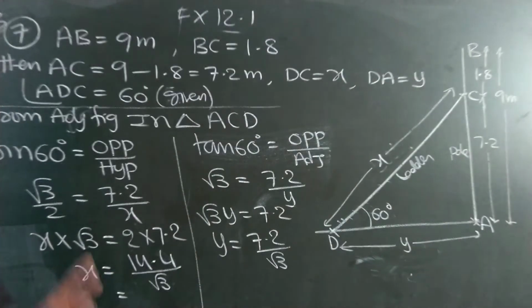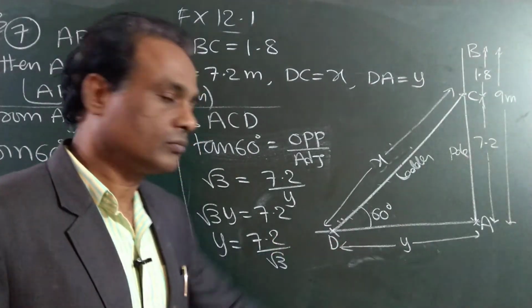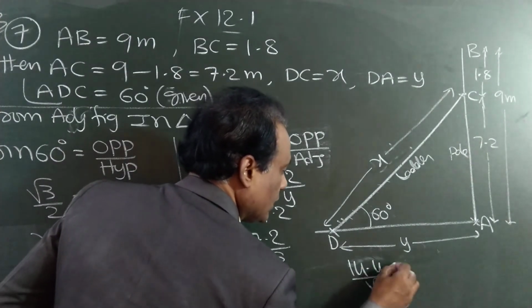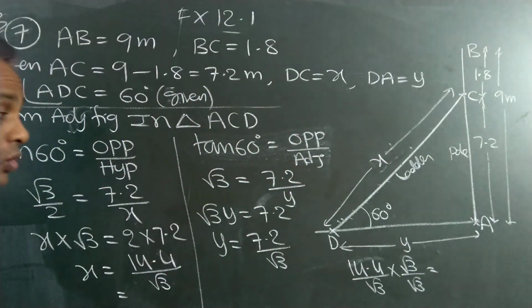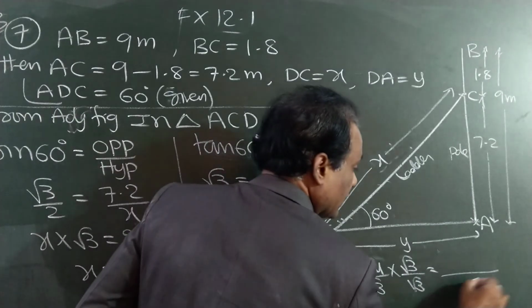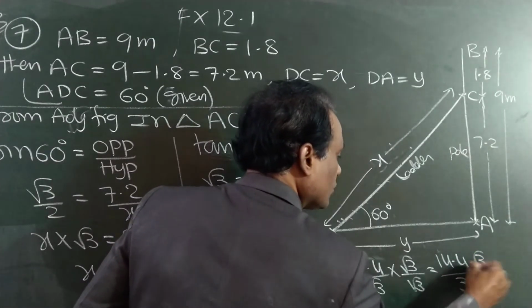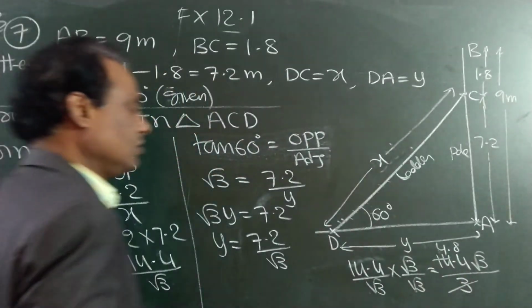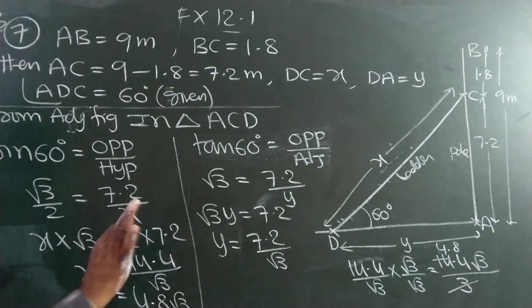But generally, I told you the denominator should not be in root form. That is called rationalizing. I explained it in the previous problem. 14.4 by root 3, multiply and divide with root 3. Root 3 into root 3 is 3. 14.4 into root 3, so 3 4s are 12, 3 8s are 24. So the answer is 4.8 root 3. Leave it. That's all.